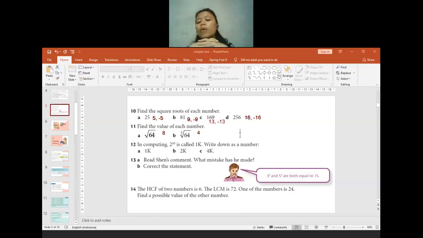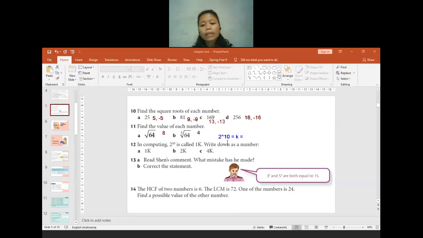We have 2 to the power of 10 and we call it k. Does anyone know how much 2 to the power of 10 is? If you don't know, you can check exercise 1.4. There is a question given as 2 to the power of 10. How much is it? 2 to the power of 10, in here, we call it k.